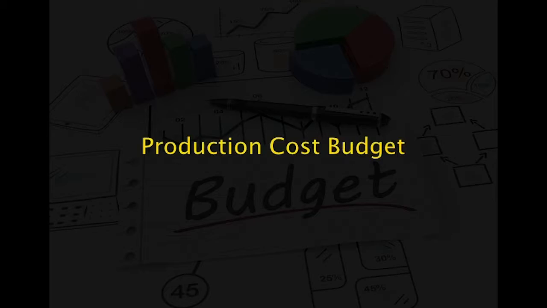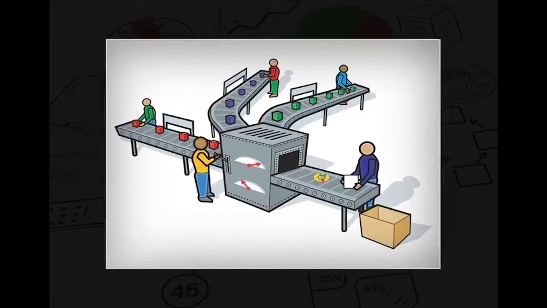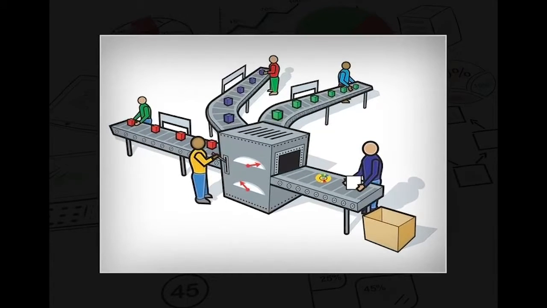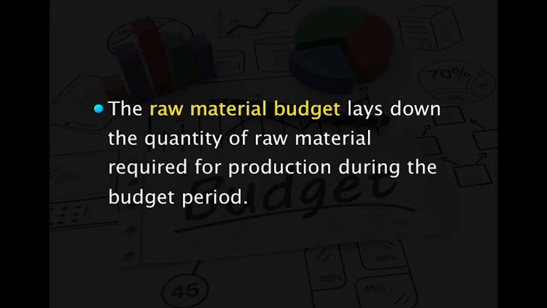Next is production cost budget. This budget is based on the production budget. It lays down the estimation cost of carrying out production plans. Further, the production cost budget is subdivided into various sub-budgets like raw material budget, labor budget, production overhead budget, etc. The raw material budget lays down the quantity of raw material required for production during the budget period. This budget is prepared by the head of the manufacturing department.